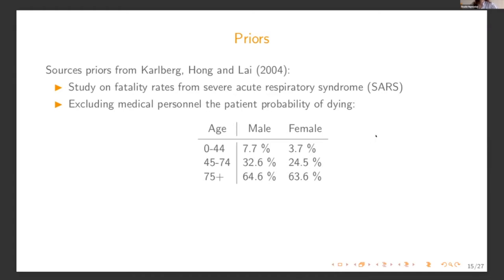Unfortunately, the age groups that we have here are quite broad, but we couldn't get a more detailed distribution of death probabilities. Overall, death probabilities are increasing in age, and on average, male patients are more likely to die from SARS compared to female patients at any given age.